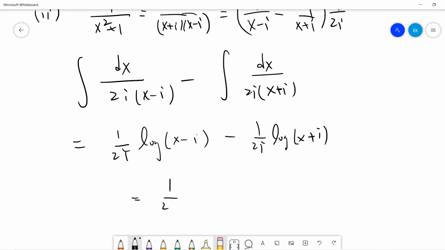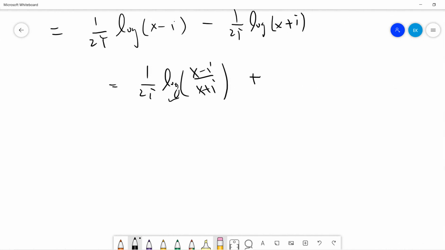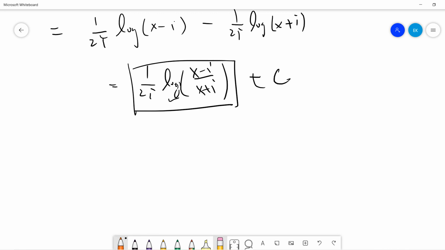So you get 1 over 2i log(x minus i) minus 1 over 2i log(x plus i). You get 1 over 2i log, basically the natural log, of (x minus i) over (x plus i), plus constant. This part is really important. Usually in calculus people like to add an absolute value here. But remember this absolute value just tells you that x must be positive, it makes sure that the log only takes positive numbers.